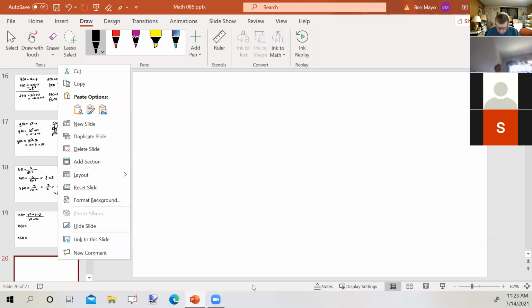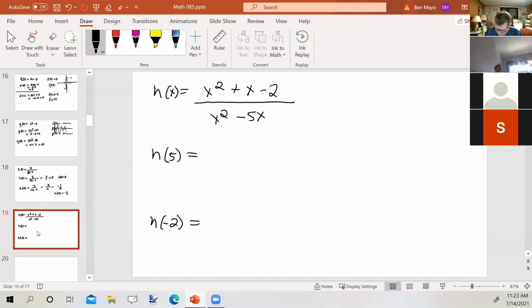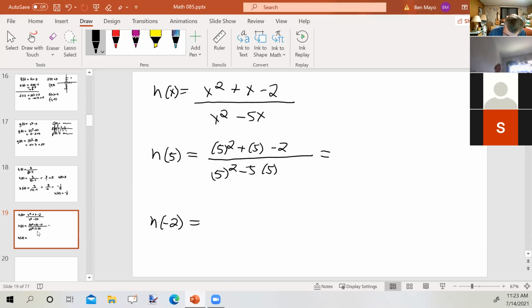Now, oops, sorry about that. H of 5. So we're going to have 5 squared plus 5 minus 2 over 5 squared minus 5 times 5, which is 25 plus 5 minus 2, or 30 minus 2, or 28, over 25 minus 25, which is 0. 28 divided by 0. Does anybody remember what happens when you divide by 0?